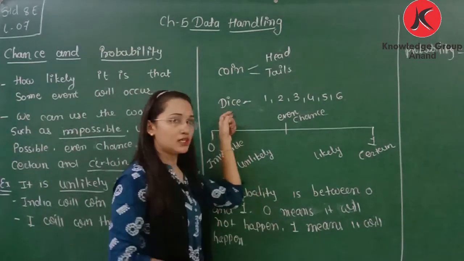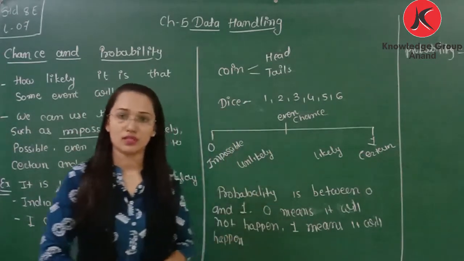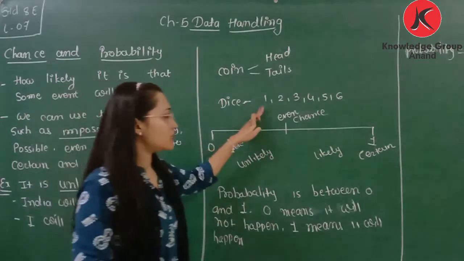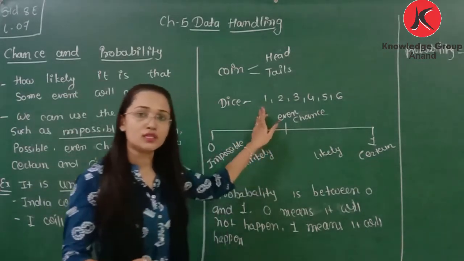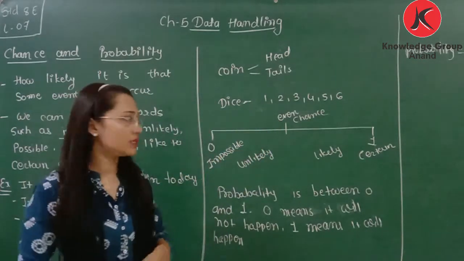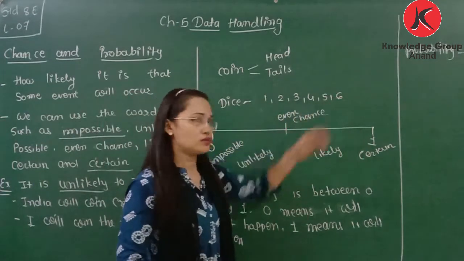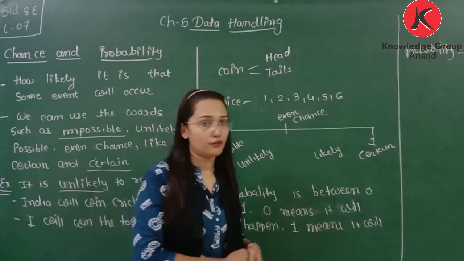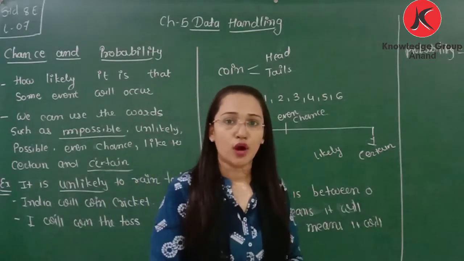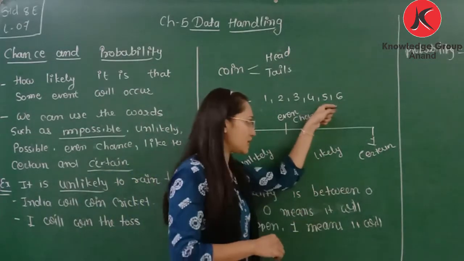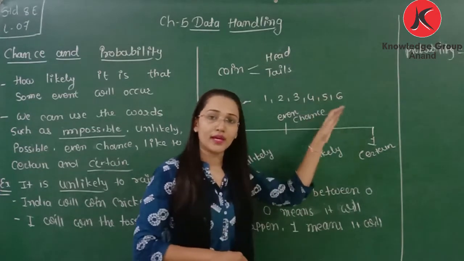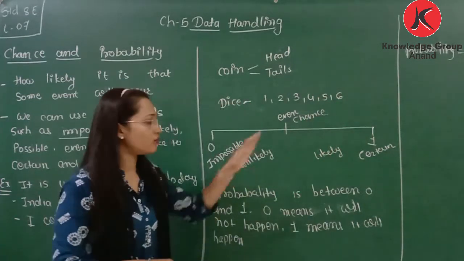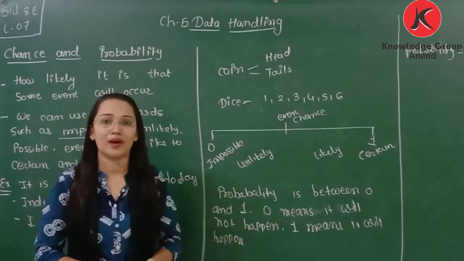So next, take the dice. On a dice we have 6 sides. It is like a cube. On each side there are dots or a number written. So it is 1, 2, 3, 4, 5, 6. If we throw a dice, then what is the probability of having 5? From the 6 sides, there is only one side that contains 5. So we can consider it as 1 by 6. We will learn later how we get 1 by 6.